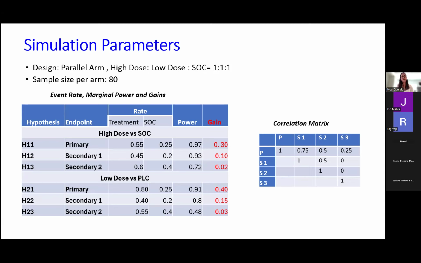These are some of the simulation parameters that we used. Suppose these are the treatment rates and the rate of the standard of care in each of these hypotheses and each of these endpoints, and what is the power associated with these rates, and also the gain, which is in red. We say that the gain function for the primary endpoint is 30%, meaning it's the most important. Also, the gain function for the low dose is 40%, probably because we wanted a much safer drug. That's why we are valuing the low dose much more. And then for the other endpoints, that would be 0.10, 0.02, 0.15, 0.3. And we have correlations for each of these measures as well. Next, please.